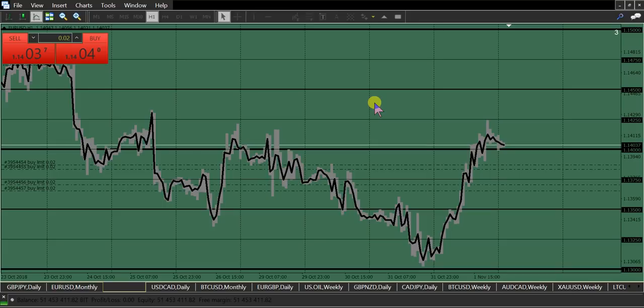Now, here's where it pays off to put in the 2 hour, the 4 hour, the 6 hour, the 8 hour tickets.